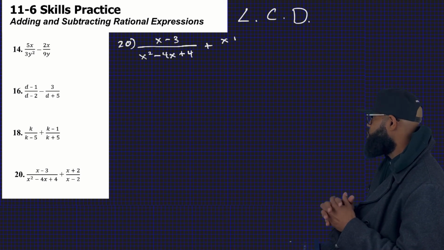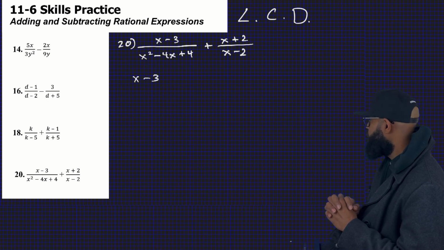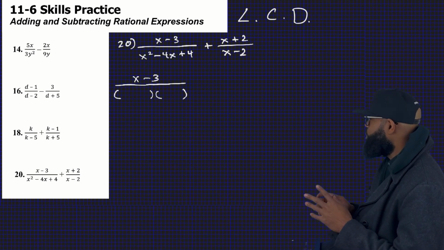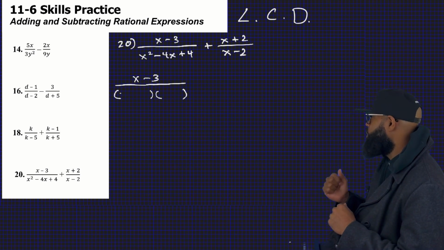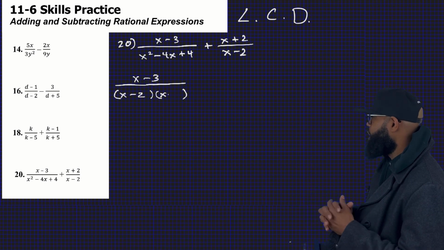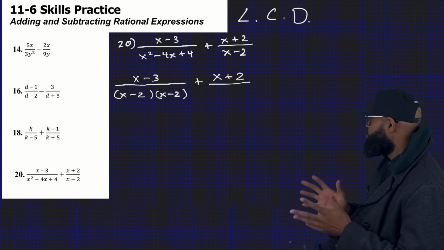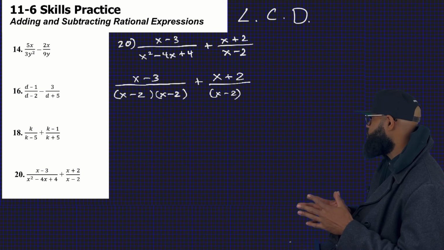So there's that trinomial I told you about. X minus 3 divided by x squared minus 4x plus 4, all plus x plus 2 divided by x minus 2. So my brain is thinking, well, the second fraction has a binomial. So the first fraction, let's factor that one. So negative, positive. So that means I need a negative, negative. Negative 2 times negative 2 is positive 4. When you add negative 2 and negative 2, you get negative 4. So we factored that correctly.